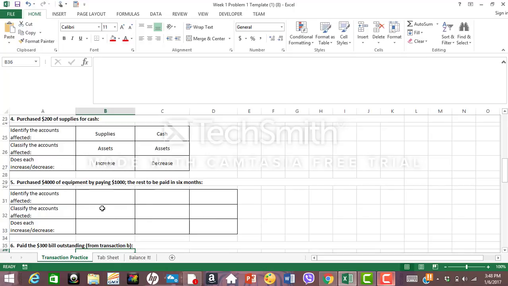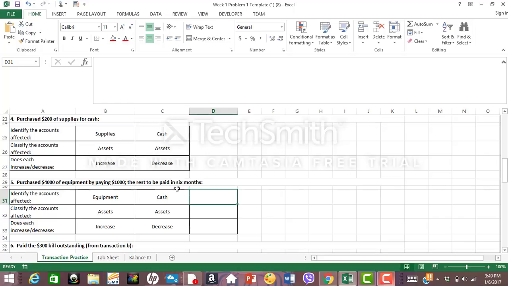So you're getting affected. It's affecting 3 different accounts. It's affecting the equipment account. You kind of have to break it down to different parts. The equipment account is under assets, and obviously it is increasing because we are purchasing equipment. So he paid $1,000 in cash. So cash is also getting affected, which is a part of assets, and it is decreasing.